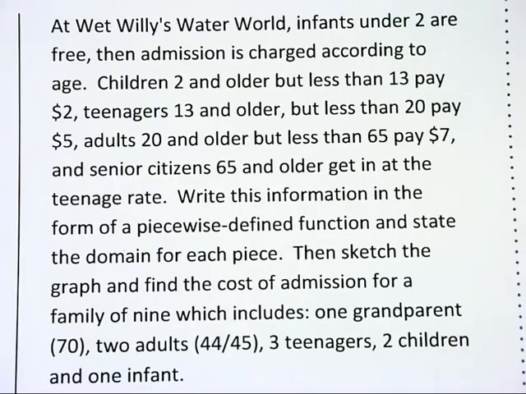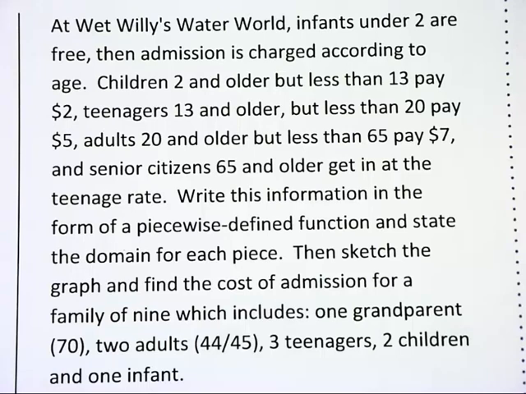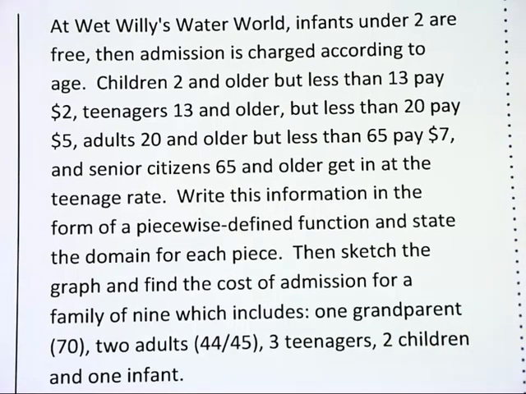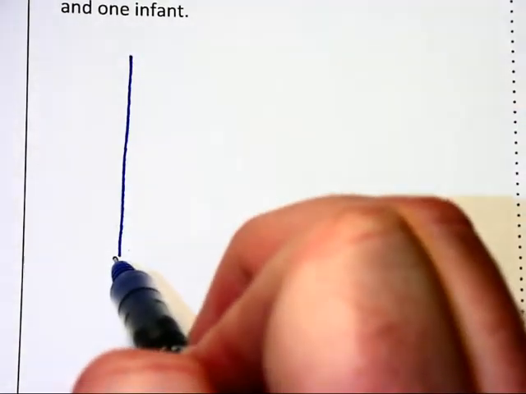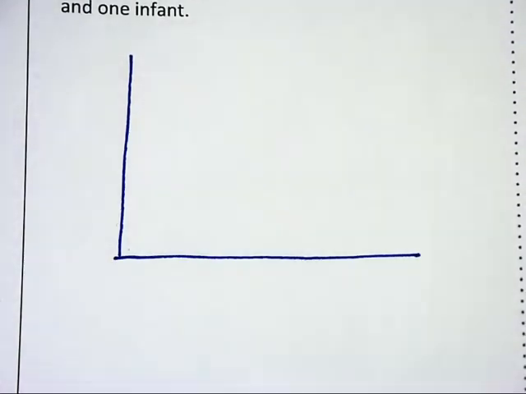Now let's deal with Wet Willie's Water World. This is a very easy to understand problem that really helps to explain things. Now I'm going to have you read this graph on your own, and I'm going to just move straight forward to the graph itself. I'm going to draw very quickly a graph that's of the first quadrant only.